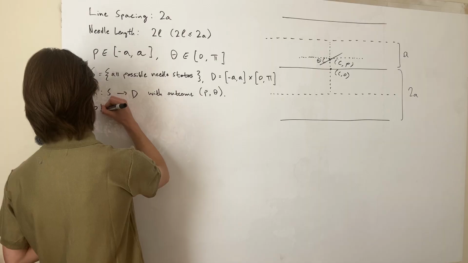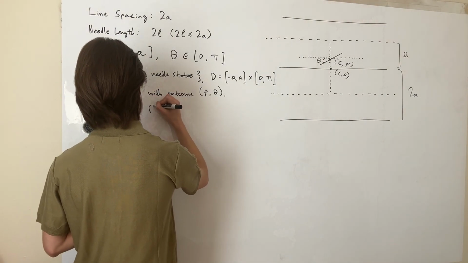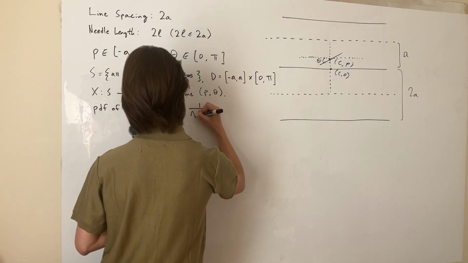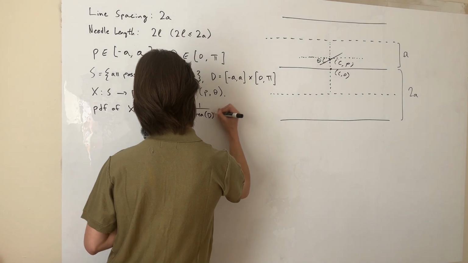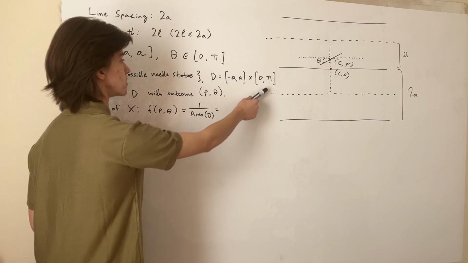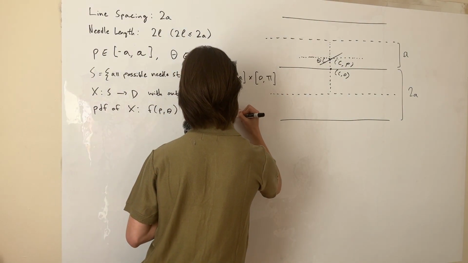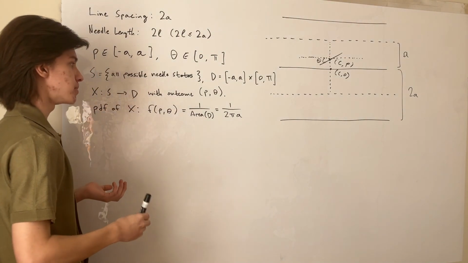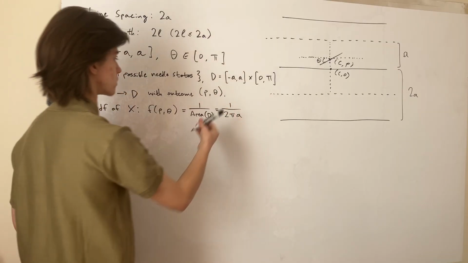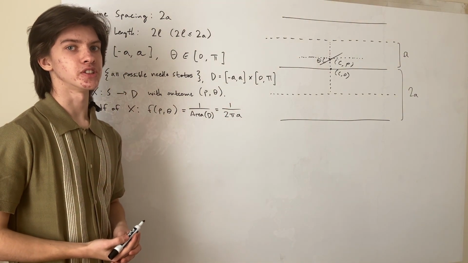So then note that the PDF of this random variable, which we call X, is going to be a function of p and theta, which will equal 1 over the area of D, which will equal then simply, there's a rectangle, this side length is 2a by taking the difference, and this side length is pi. So it will be equal to 1 over 2 pi a. And why is this a PDF? Because if we double integrate this across this region, we will get an outcome of 1, which is as it should be for a probability density function.